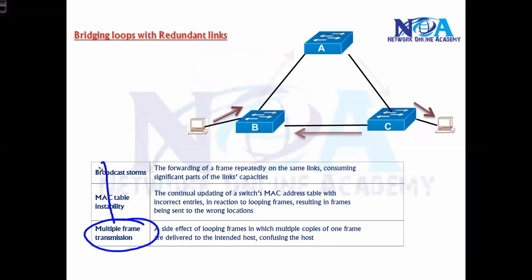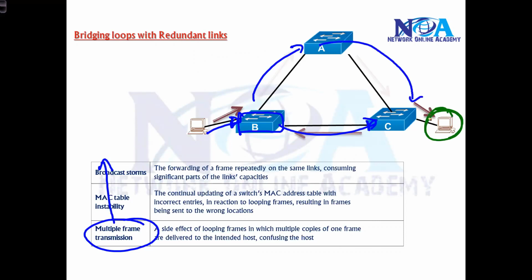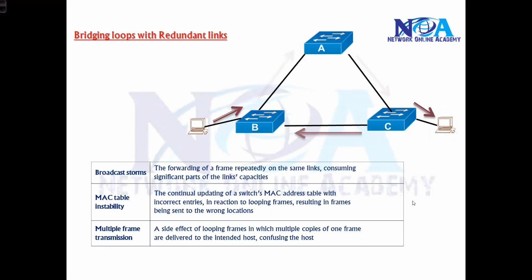Apart from that, you also see something called multiple copies of the frames being received at the destination. Like here, when this PC is sending a broadcast, it will be sent out of both sides, right? Which means the end device may end up receiving multiple frames. Switches generally send unknown destination frames out of all the interfaces, which means the end users will receive multiple frame copies, which sometimes results in application failures or some other issues.